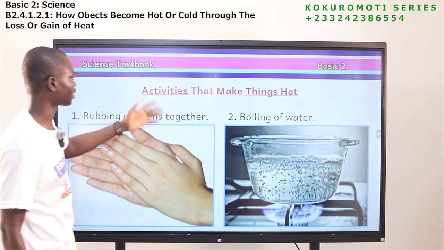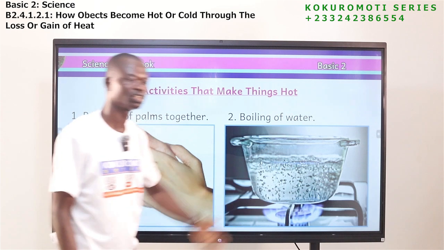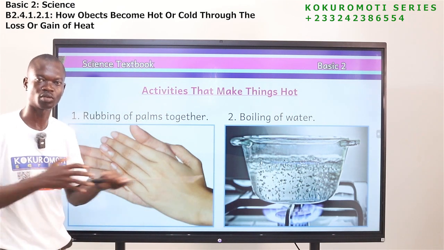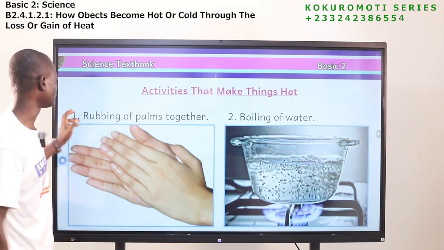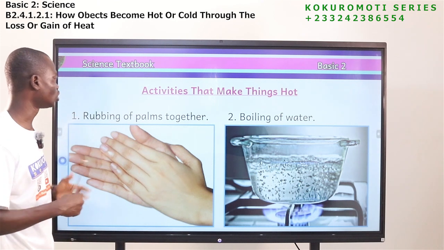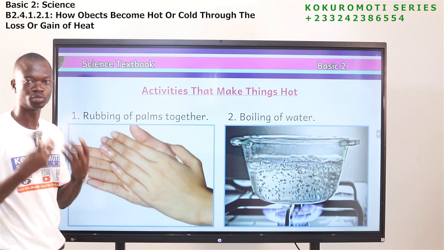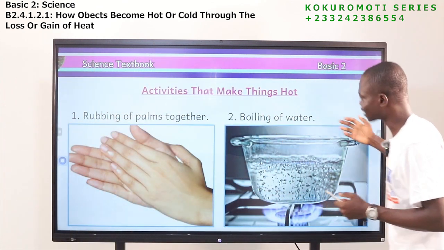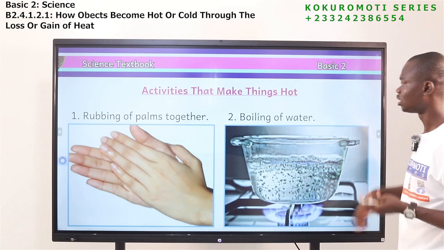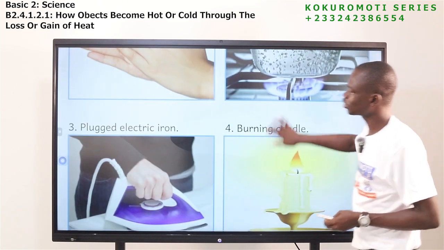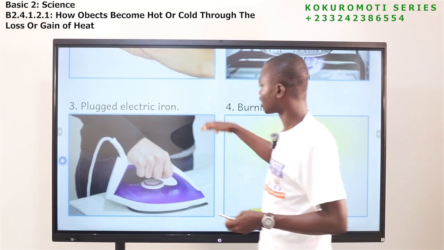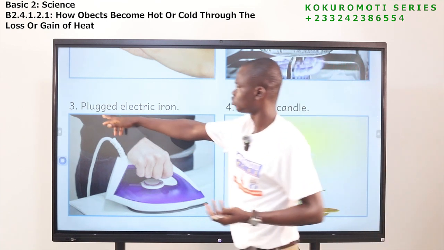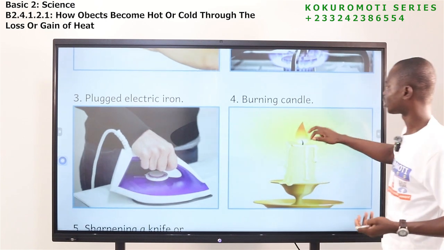Now, let's look at this activity. Activities that make things hot. So what are the things that make things hot? If you have something and you want it to become hot, what should you do? Now, the first one, rubbing of palms together. So if you rub your palms together, you produce heat. So it will make things what? Hot. Two, boiling of water. If you have water and you want it to be hot, you boil it. The next one is what? Plugged electric iron. So if you have an iron and you want the iron to become hot, what you do is to what? Plug it. Now the next one, burning candle.